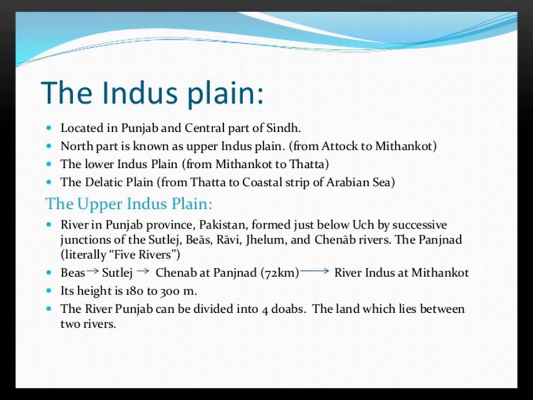We also learnt about the Potwar Plateau and the Salt Range, and then we learned about the lifestyle and economic activities of the Potwar Plateau and the Salt Range. And then I told you about the Indus Plain, which is located in Punjab and the central part of Sindh. The north part is known as the Upper Indus Plain, which is from Attock to Mithankot, and the lower part is called the Lower Indus Plain, which is from Mithankot to Thatta, and the Deltaic Plain, which is from Thatta to the coastal strip of the Arabian Sea.